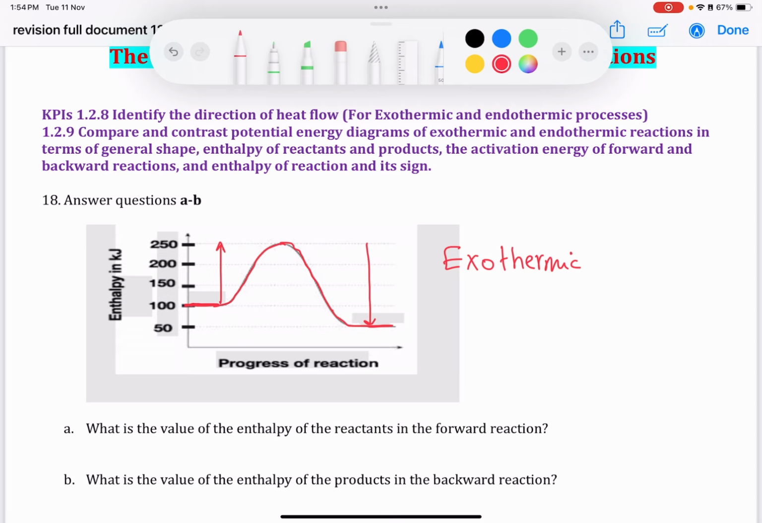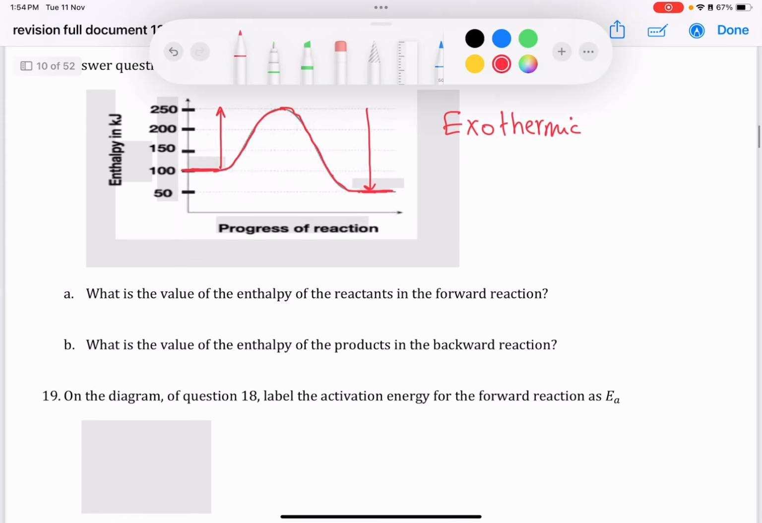Another indication: it starts at 100 and the enthalpy of reactant is 100. The enthalpy of product is 50. So the product is less, so it's an exothermic reaction. Let's start reading the question.